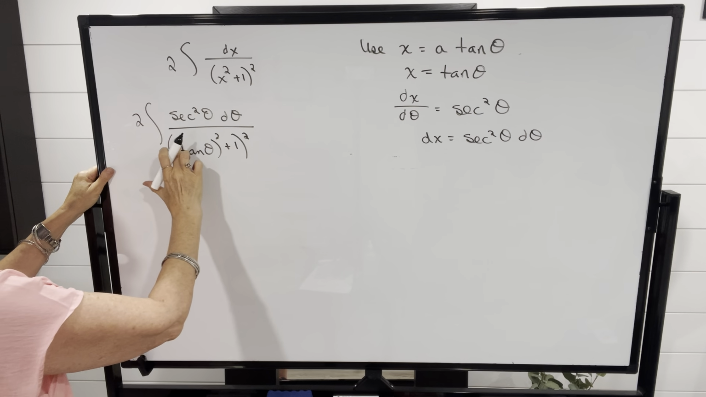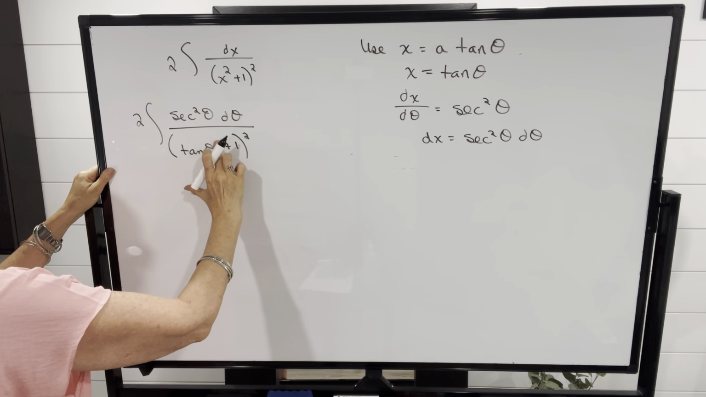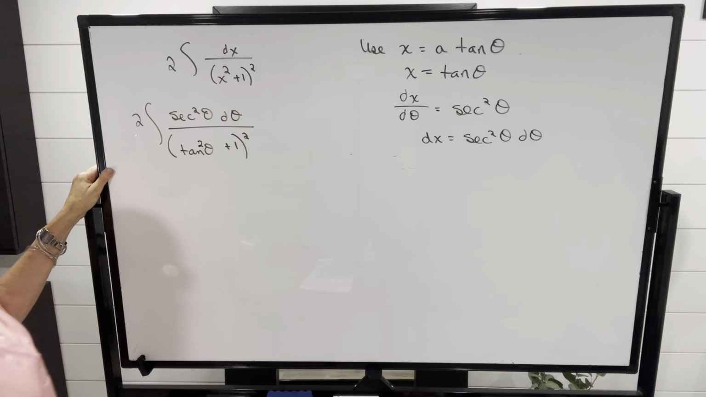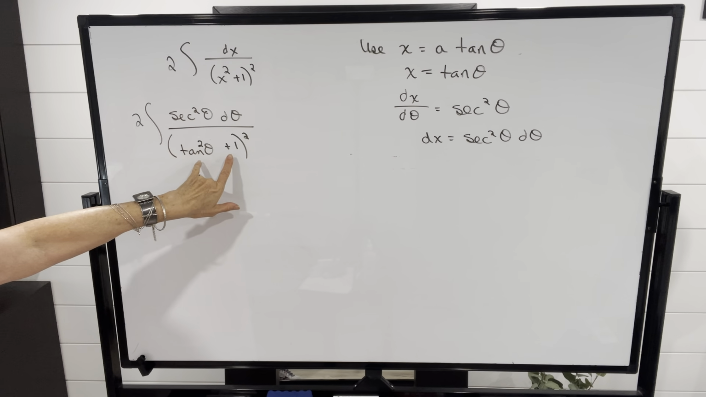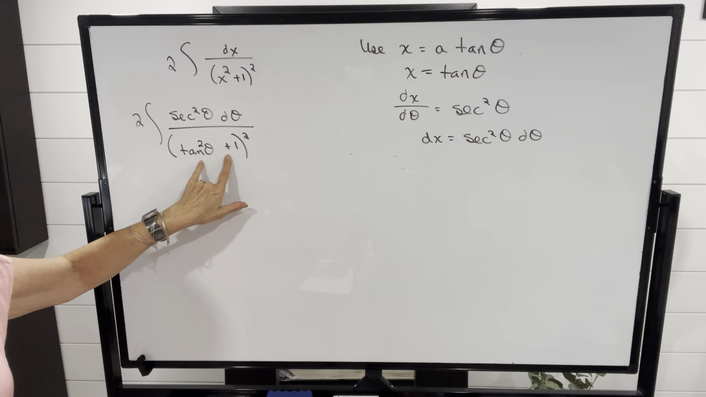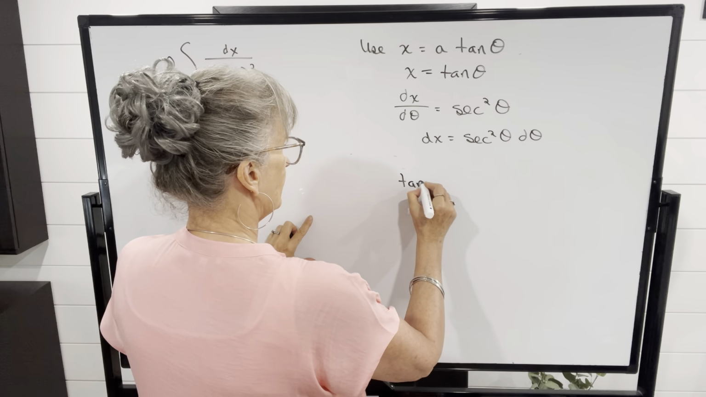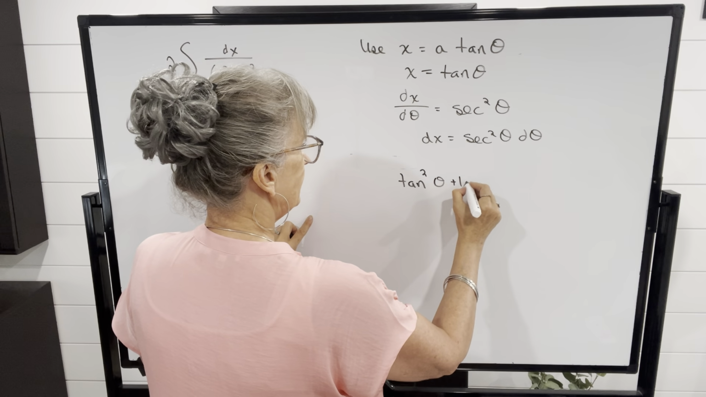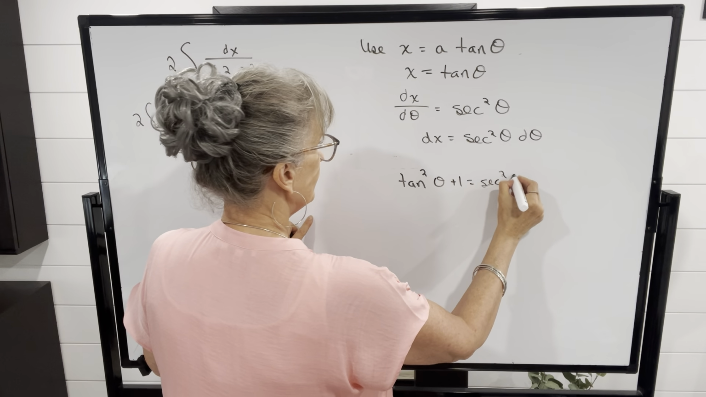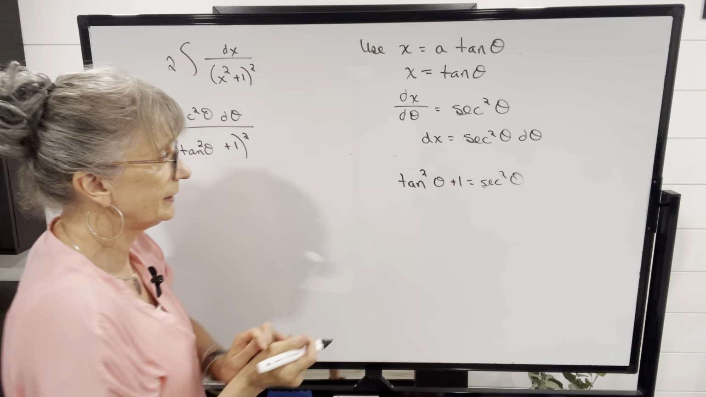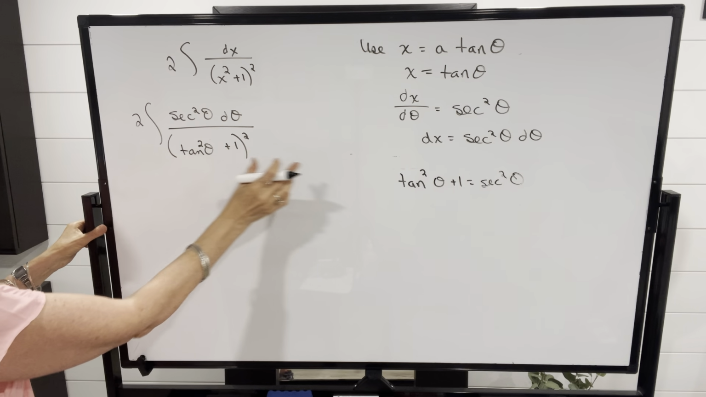Now, tan squared theta, I'm just going to simply write like this. I am going to replace this. I'm going to use one of my Pythagorean identities that says tan squared theta plus 1 is equal to secant squared theta. It's going back to some trig identities. So I'm going to replace that with secant squared theta.